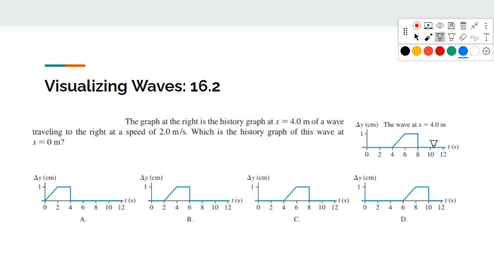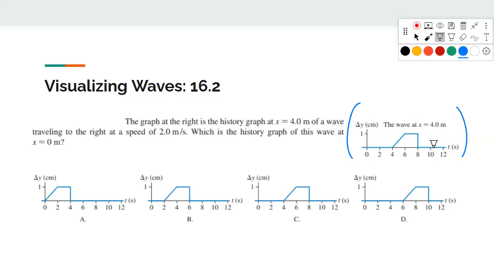So the graph at the right is the history graph, right? This is a position versus time plot. It's telling you for a single point on the string, where is it located vertically at each moment in time? It's like if I watched a buoy floating on the ocean as a wave passed by, what is the vertical position of the buoy at every moment in time? That's what this graph is plotting. So it's a history graph for the position x equals 4 meters of a wave traveling to the right at 2 meters per second. Which is the history graph of this wave at x equals 0 meters?